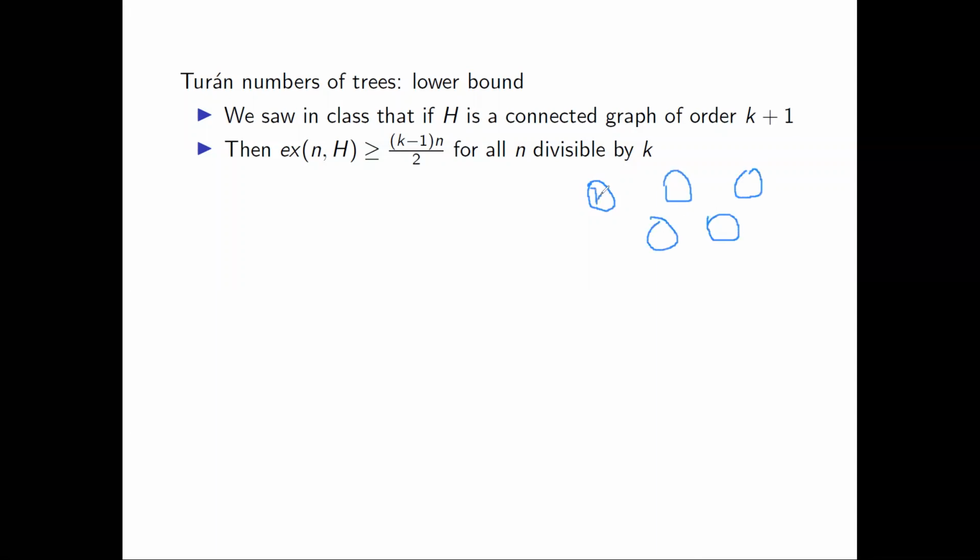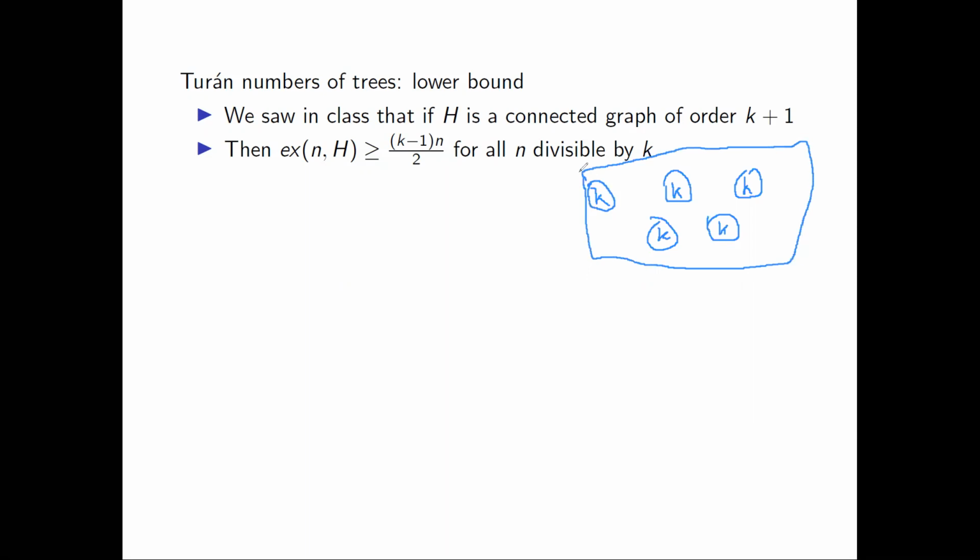So a bunch of cliques, a bunch of complete graphs of order k. And we don't have any edges between these cliques. And so we see that within each clique, it's impossible to have a copy of H because H has order k plus 1. It has too many vertices. And any copy of H, since H is connected, would have to be contained in a single connected component of this graph. So we can see that that graph must avoid H.